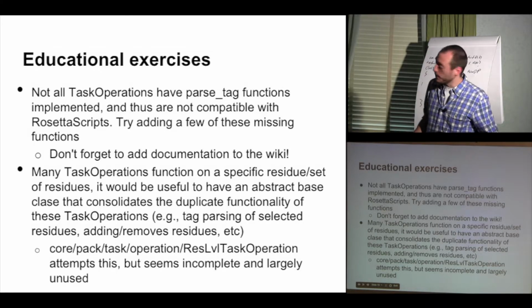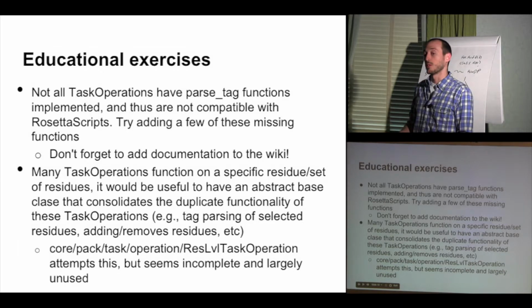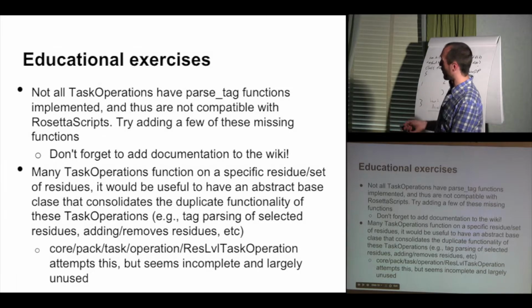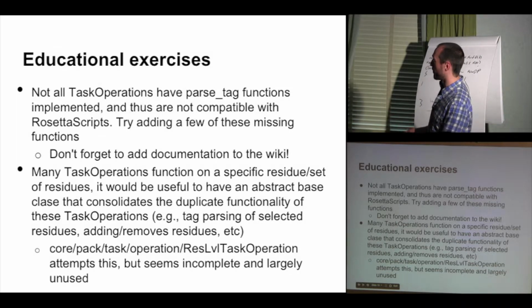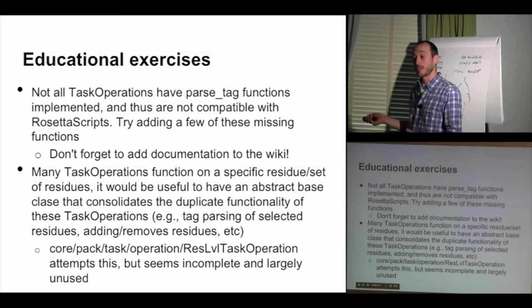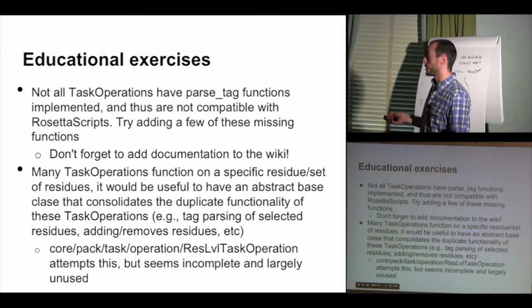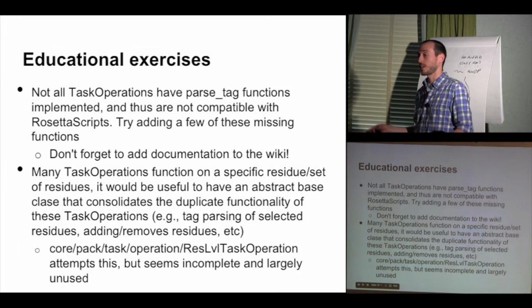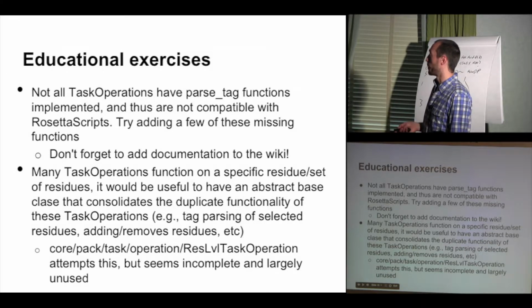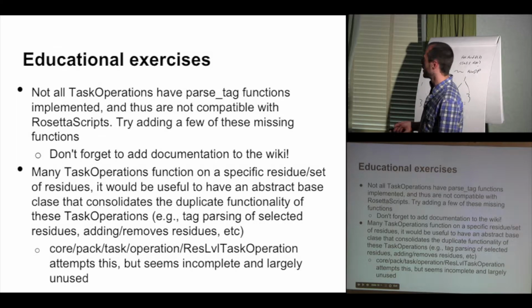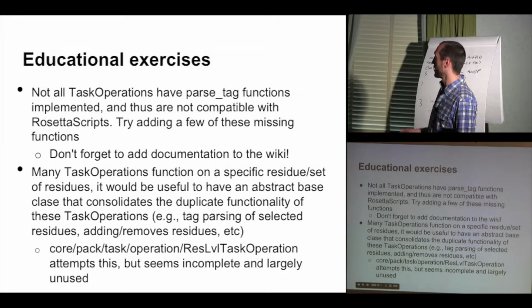So I put these up here just in case anyone's done with all of the exercises that we've put up and is just breezing through everything, and they are looking for stuff to do that will get them a pat on the back. Not all the task operations have parse tag functions, and so the ones that don't likely aren't compatible with Rosetta scripts. So you could try adding some of those, or if you're interested in one in particular and you want to use it in Rosetta scripts, then you could try implementing the parse tag. If you do that, I recommend adding the documentation to the wiki. That's where most of the Rosetta scripts documentation lives.